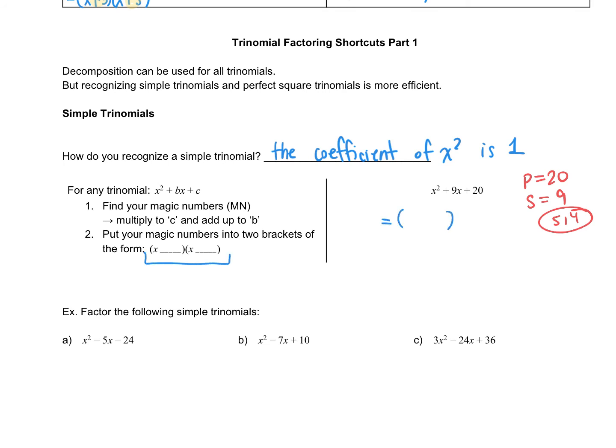So I put my equal sign. I have two brackets. Each bracket will begin with x because I know to get x squared, x times x is x squared. And then my numbers were positive 5 and positive 4. You can always just do a little FOIL in your head to see if it makes sense. X squared plus 4x plus 5x, which is 9x, plus 20. And it's correct. So this is a one-step scenario. Again, only for simple trinomials.